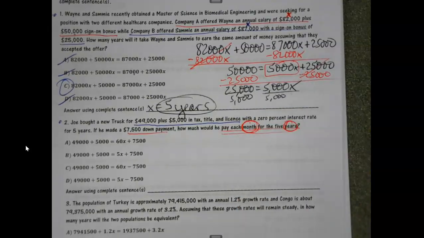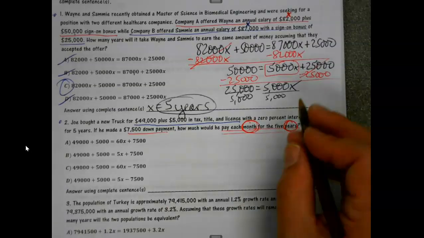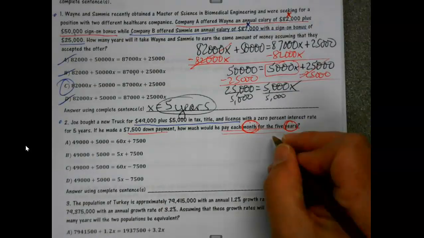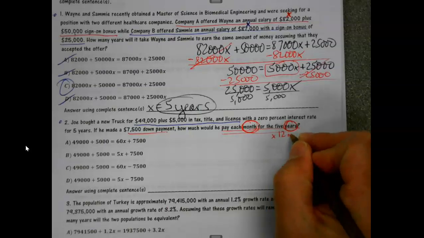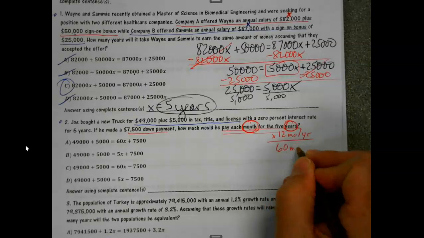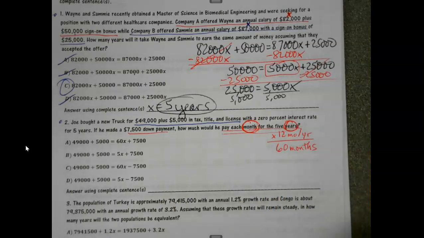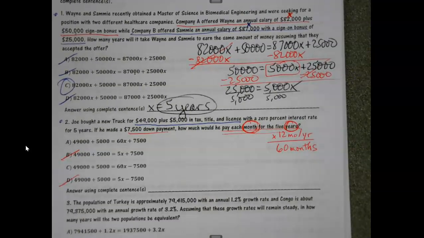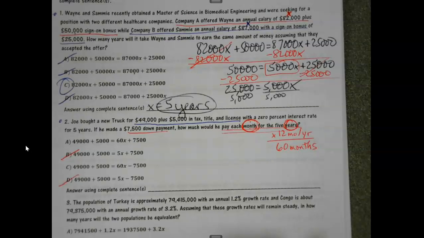Like months and years aren't the same thing. So if it says pay each month, I think I better change the years into months. So how many months are there in a year? There's 12. So 60 months is going to be what I'm looking for. So, okay, we're not doing the ones with years, so it's not those two. And again, this is more about just getting you to think than anything else.